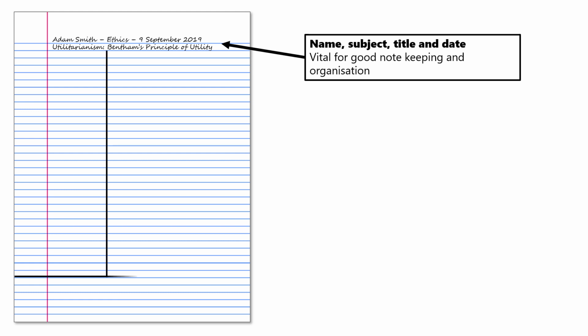Next, you need to draw two lines, one vertical and one horizontal, and you're dividing the page into three sections as I've shown. And now what I'm going to do is tell you what you're going to write in each section and when you're going to write it.